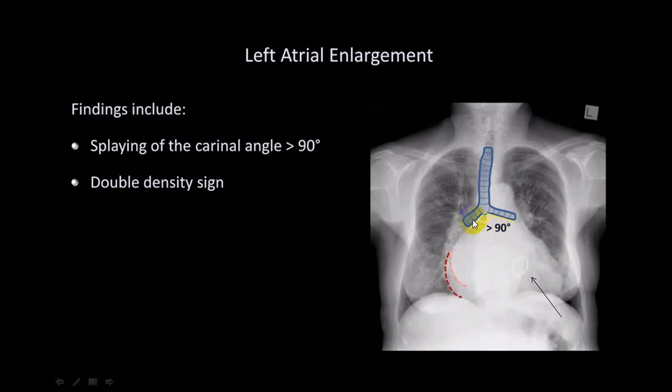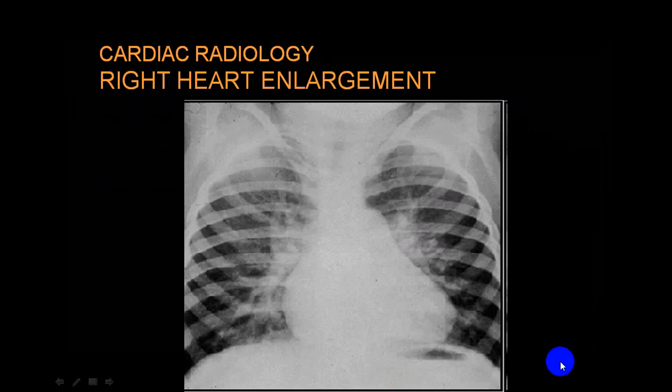This is, you can see the carina angle is increased. Double atrial shadow. This is because of a left atrium. So double density or double atrial shadow, widening of carina angle in favor of a left atrial enlargement. And second possibility, what if you don't see double atrial shadow? Pericardial effusion. Do look at the pericardial effusion.